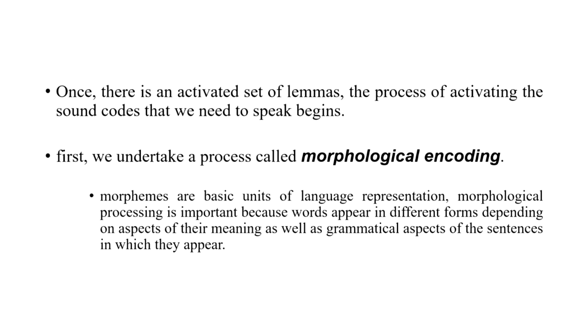So, therefore, we have said that lemma incorporates information both about the meaning and the syntax of a given idea. Now, once you have an activated set of lemmas, then you move slightly further. You initiate the process of activating the sound codes that we need for speech to begin. So then what we are doing is finalizing that exact variation of a given word that we want to go ahead with, and we move to what is called morphological encoding.